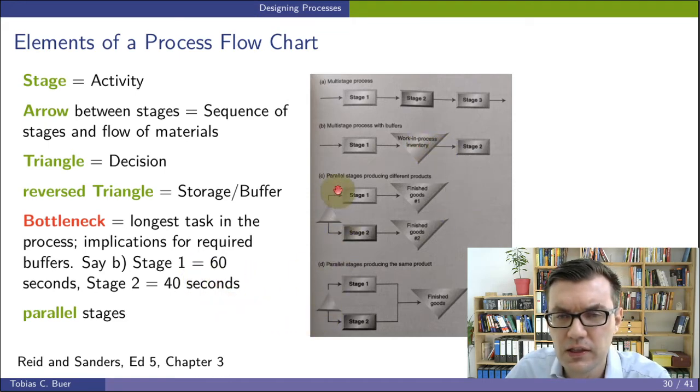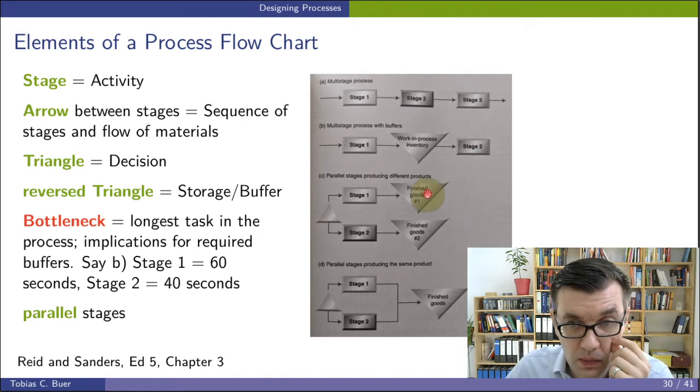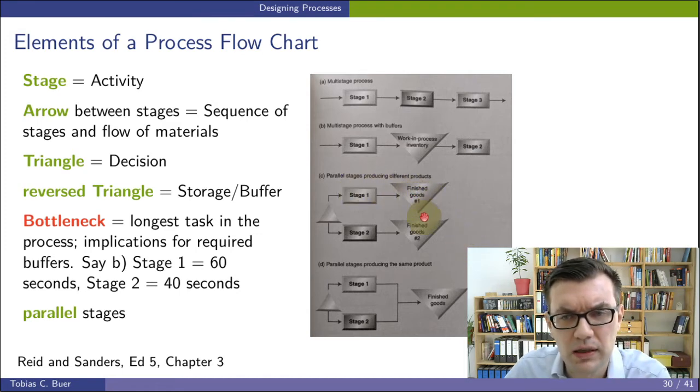And what we have here in C and D, we also have parallel stages. That means here stage 1 and stage 2 can happen at the same time. The diagram does not say that these actions in stage 1 and 2 are actually happening at the same time, but it is allowed that they happen at the same time. And for C, we are producing different products. This would mean we are using different machines for stage 1 and 2.